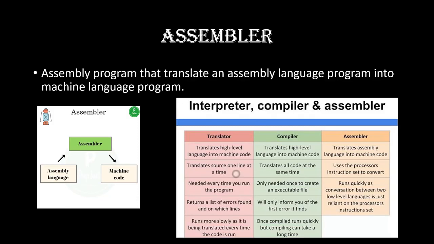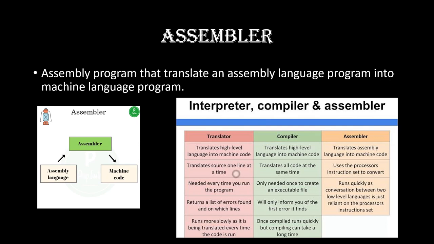Then it returns a list of errors found and on which line. Then what's the meaning of this? It means each and every line you will get the error. So if the error is there, in each and every line it will give the error signal. So it is not that much good. Finally, it runs more slowly as it is being translated every time the code is run. Okay, I understand, it is getting very slow because even in a 5-line program it will take more time. Line by line running will take more time.